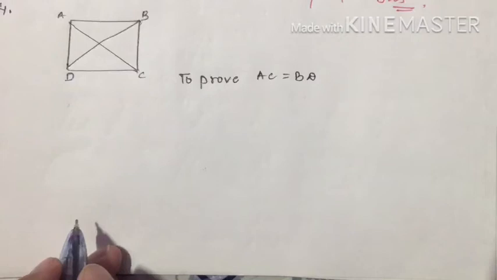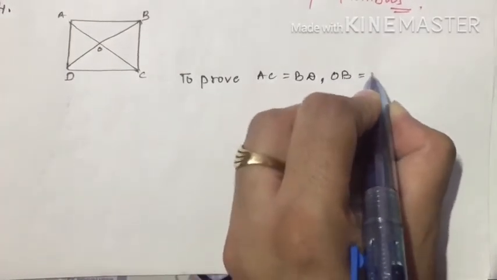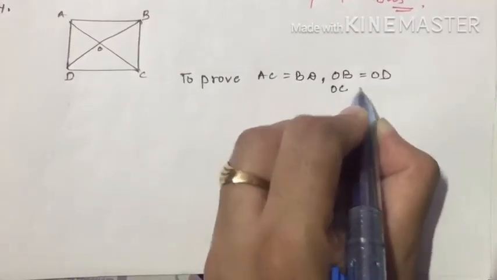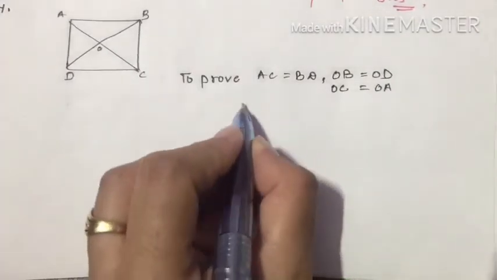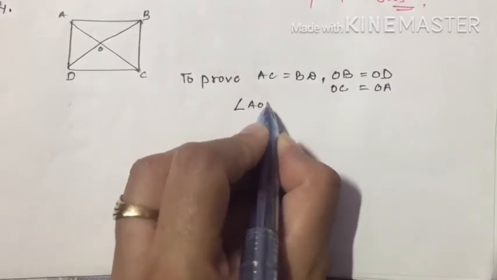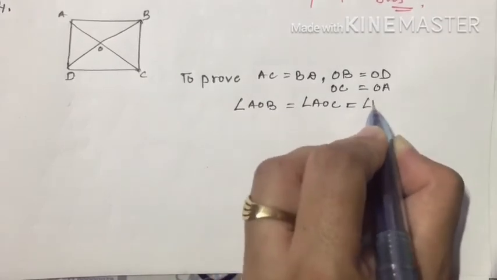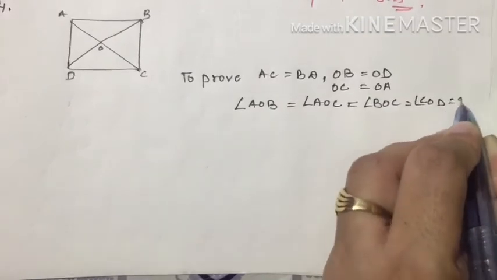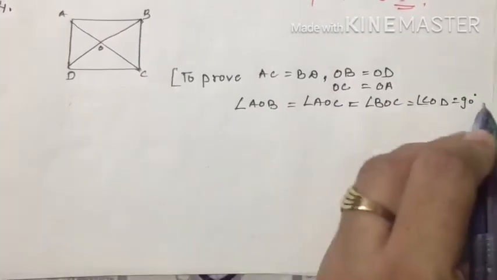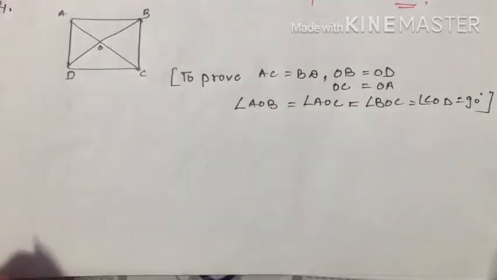Show that the diagonals of a square are equal and bisect each other. Bisect means I have to show also OB is equal to OD and OC is equal to OA. This is also I have to show, and they are bisecting each other at 90 degrees. That means this also I have to show: AOB is equal to AOD is equal to BOC is equal to COD, and all angles are of 90 degrees. So this information I have to prove in this question. What have they given? They have given that the figure is a square only.